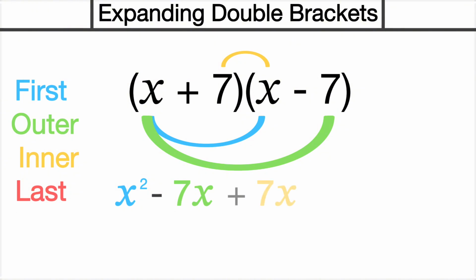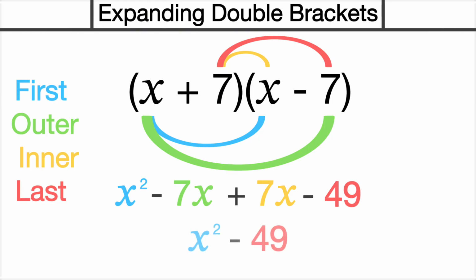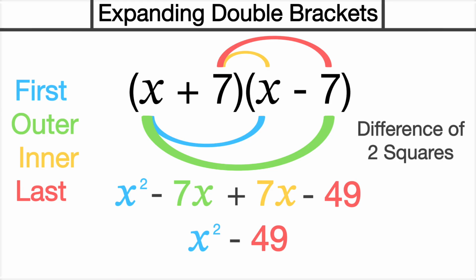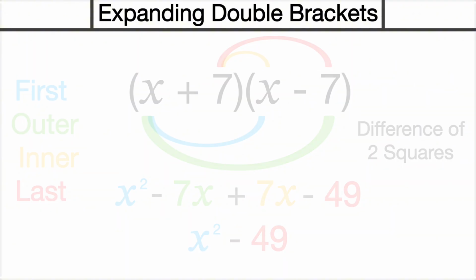7 times x equals 7x. Finally, multiply the last terms. 7 times minus 7 equals minus 49. This expression can be simplified to get a final answer of x squared minus 49. These types of double brackets are known as a difference of two squares because the middle terms cancel each other out, leaving only the square of the first term minus the square of the second term.